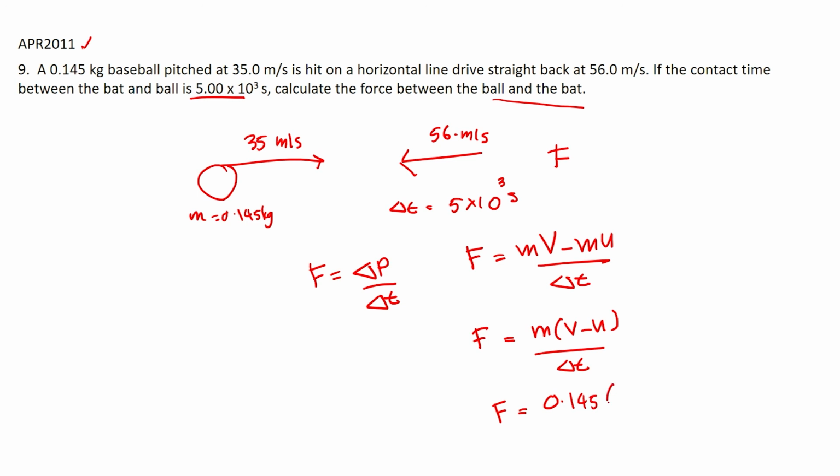So the mass is 0.145 kg, and then the speed is negative. Velocity is a vector, so negative 56 minus the initial 35, divided by the time, which is 5 times 10 to the power of negative 3, and then you can get the answer.